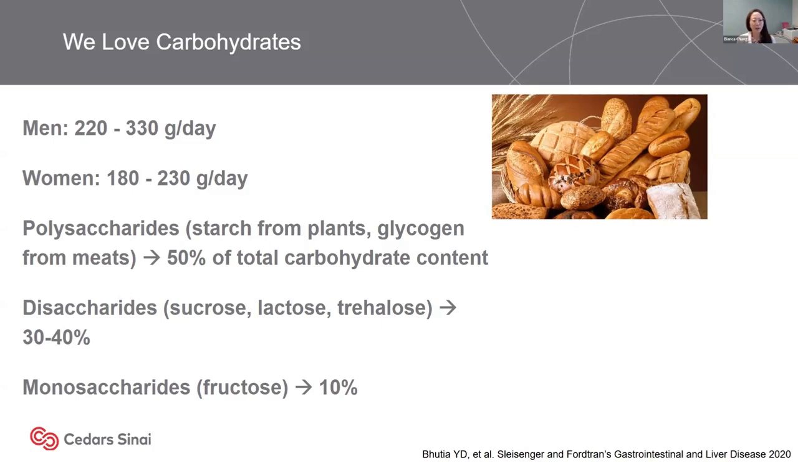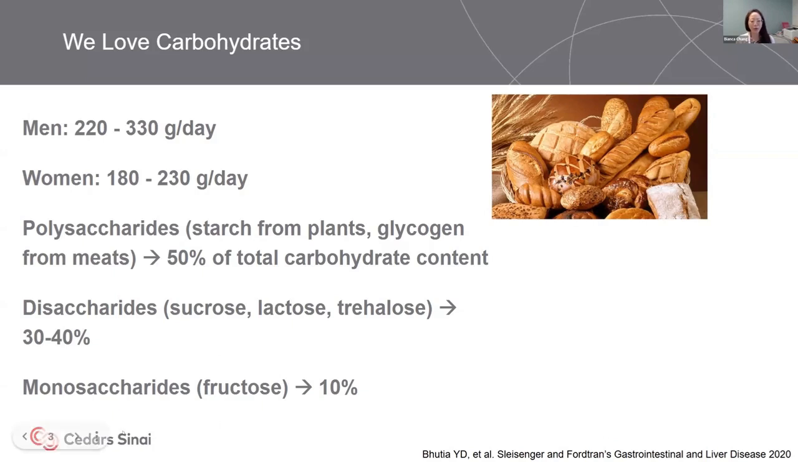Polysaccharides, so that means the carbohydrates that are derived from starch, from plants, glycogen from meats, make up about 50% of the total carbohydrate intake per day, whereas disaccharides, that includes sucrose, lactose specifically, and trehalose, which is the disaccharide that's found in mushrooms, make up about 30 to 40% of our daily carbohydrate intake, and then monosaccharides, such as fructose and glucose, make up the minority, about only 10%.